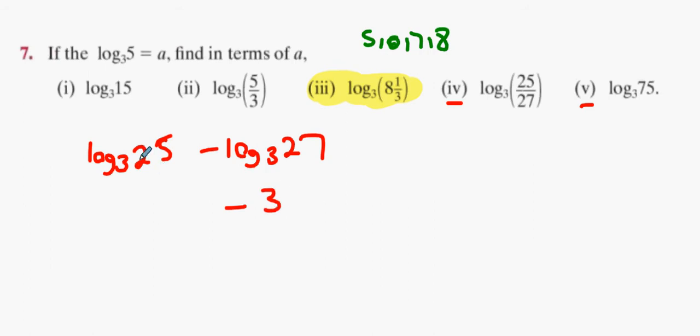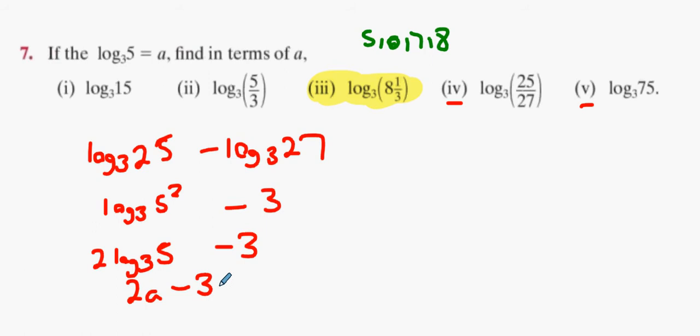Now, what can I do with the 25? You tell me? 5 squared. And what can I do with the square? Go to the front. What does this question say log 5 base 3 is? What do we get? 2a minus 3? Happy days. Log 75.